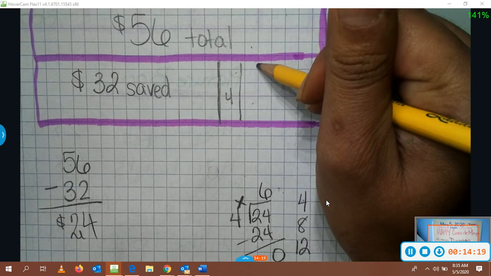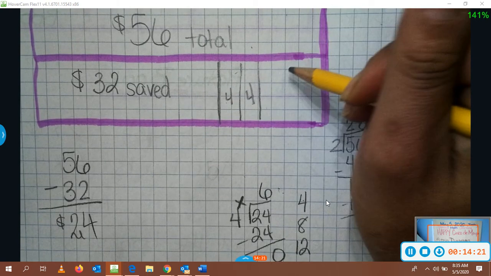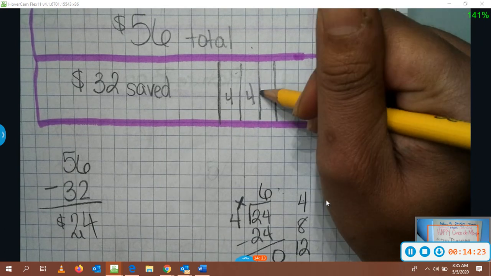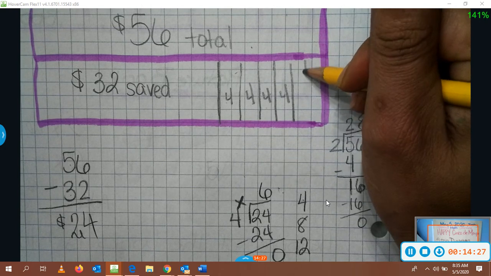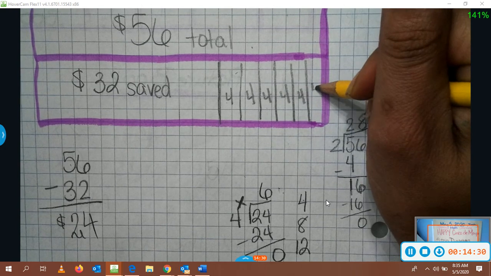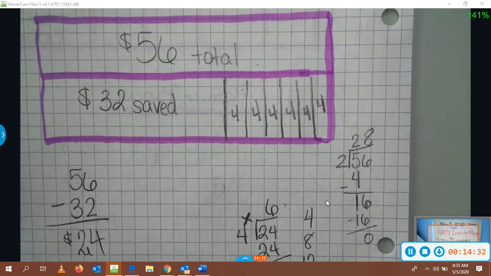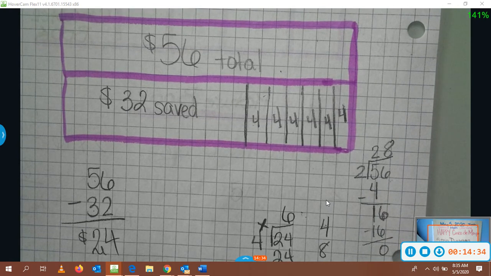$4. That's 2 weeks. That's 3 weeks. This is 4 weeks. 5 weeks. 6 weeks. So your strip diagram should look like this.